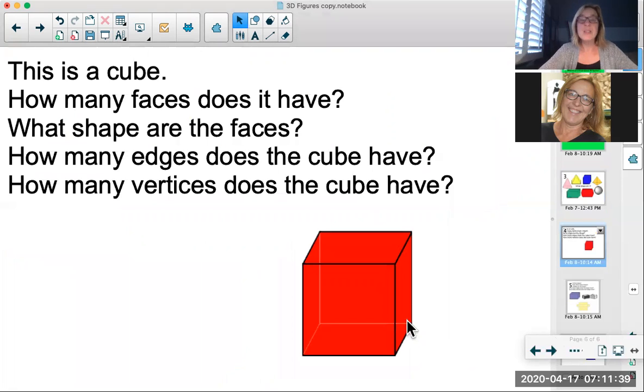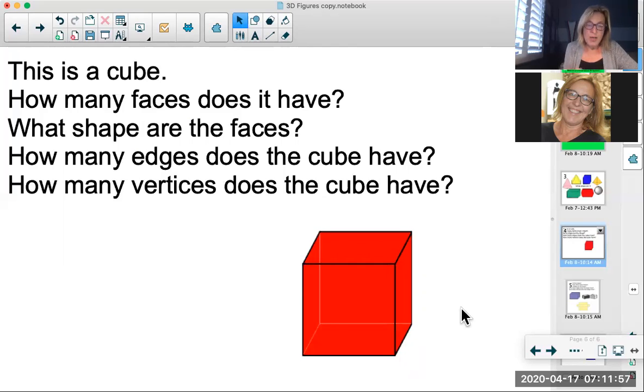So let's start with a basic three-dimensional figure called a cube. Now you're probably all very familiar with cubes. There's some terminology here that we need to work on, and so that's what we're going to do right now.